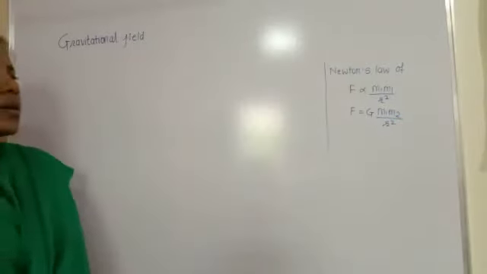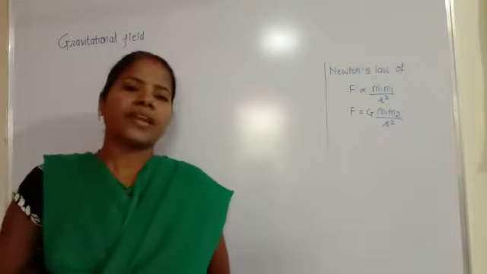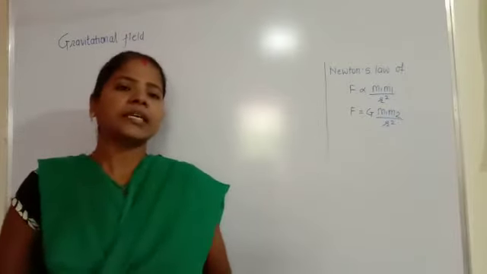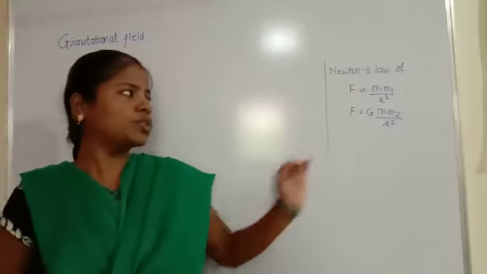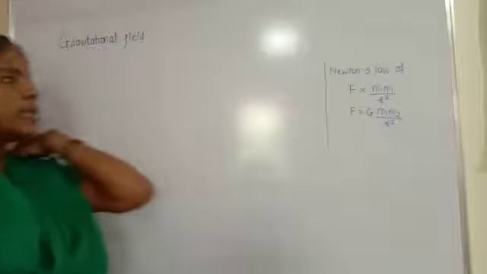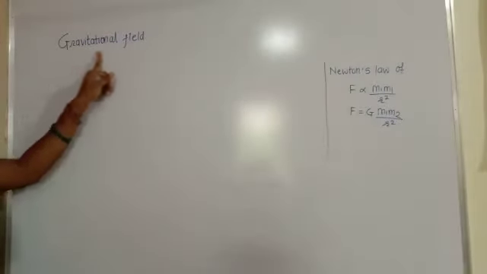Okay, and after that we calculated the dimension of this G, the unit of this G, and the constant value, that is the value of G. So in the class we have seen this already. So in this class we are seeing the gravitational field.